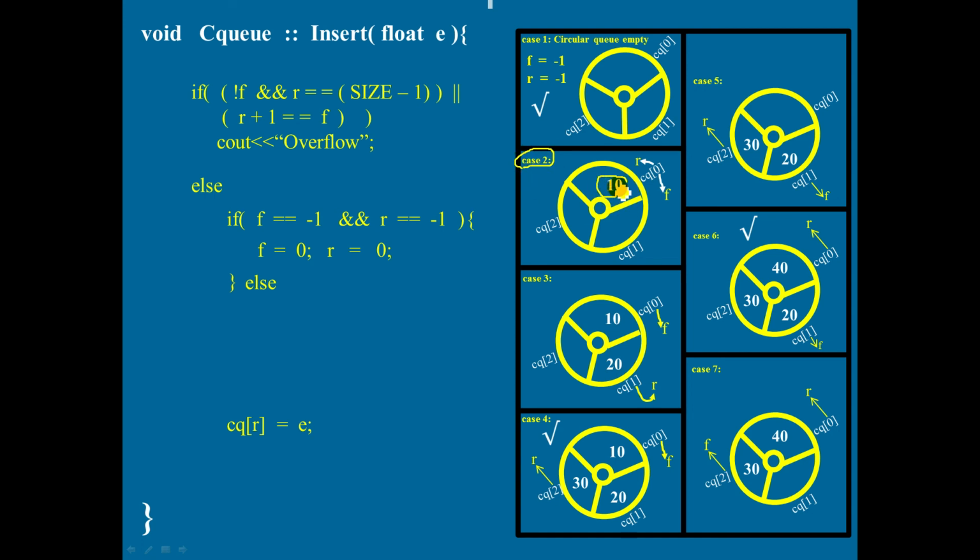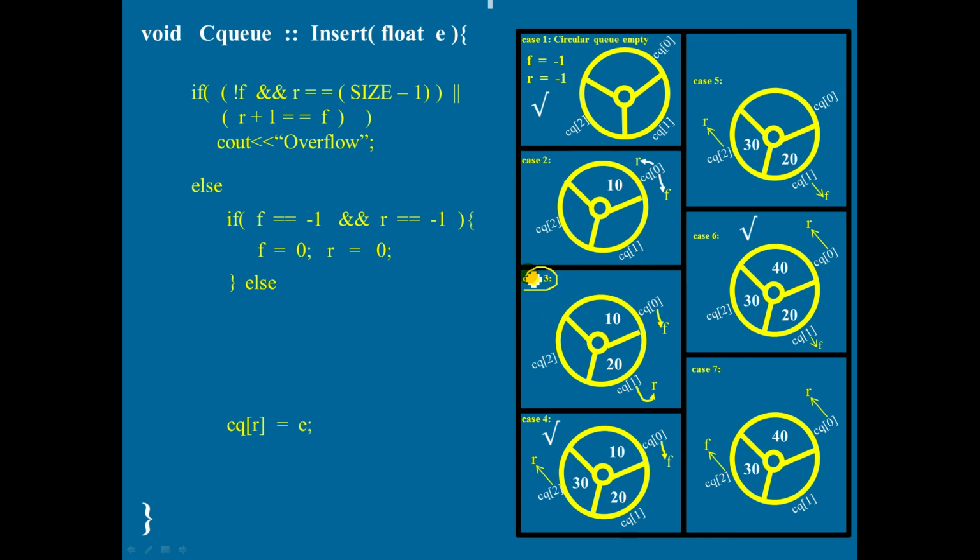This is the last element because r is 0. So new element should come here. So for the new element to come here, it is r plus plus. R must be made 1, and to CQ of r, the new element can be inserted. So here it is r plus plus. Let this be a pending case. Later we will write the code for this.